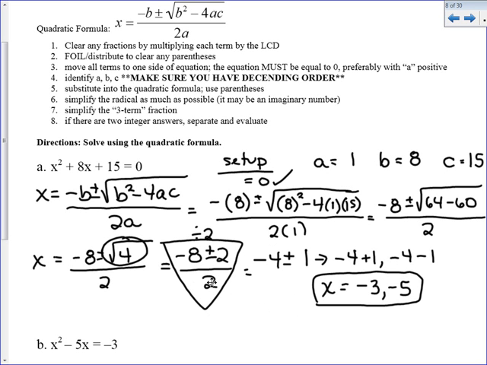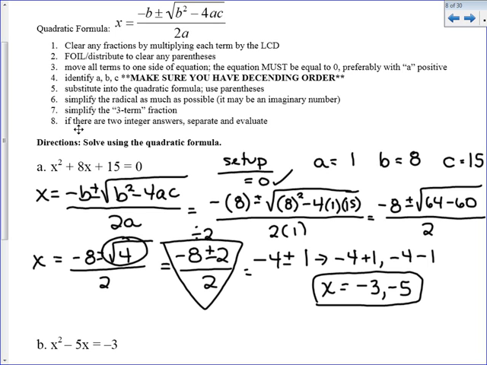Now let's say that the directions didn't specify a method. I would not use the quadratic formula on this particular problem, personally. It's going to take a lot more time than for this one. I would solve it by factoring if I had a choice. The only time I solve by factoring from now on is if it's the shortcut or perfect squares.